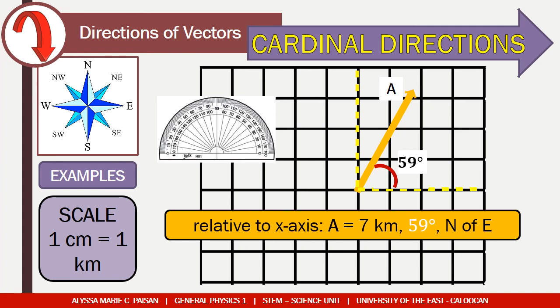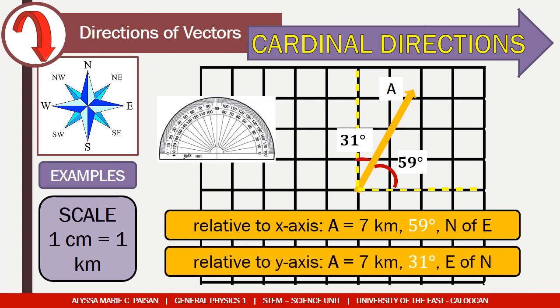Again, let me repeat, our convention would be relative to the x-axis. I'm just going to show you how it is expressed relative to the y-axis. Meaning, whatever the expression is relative to the y-axis, it's equal. They are equal. They just differ in angle and direction. So, of course, 90 minus 59, we don't need to use the protractor, automatically that's going to be 31 degrees. So if we're going to write vector A relative to the y-axis, it would be A is equal to 7 kilometers, 31 degrees east of north.